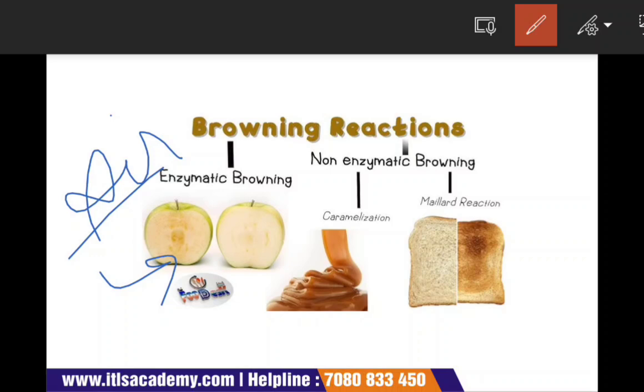And how does the enzymatic reaction take place? Because the surface of the apple, the cut surface of this apple is exposed to the air. So after exposed to the air, there are certain types of active enzymes that are present in the food. The reaction occurs and it turns to a brown color. Okay, now comes to the non-enzymatic one.